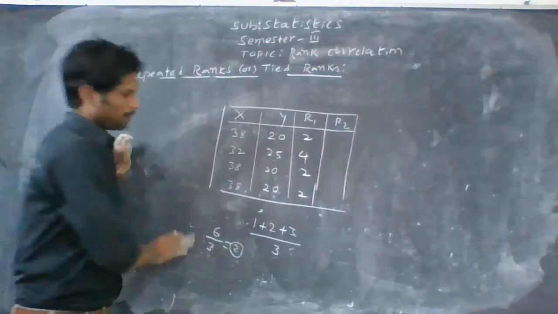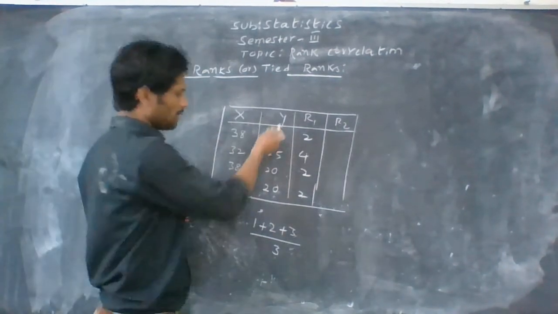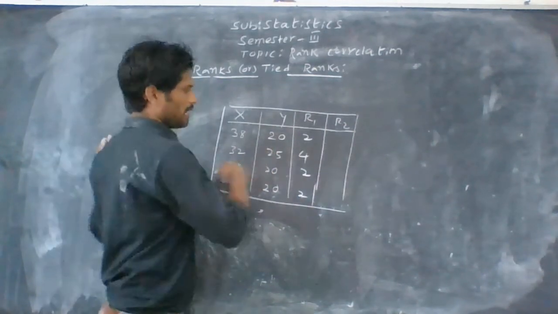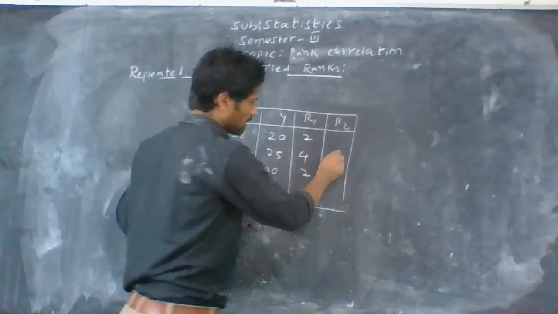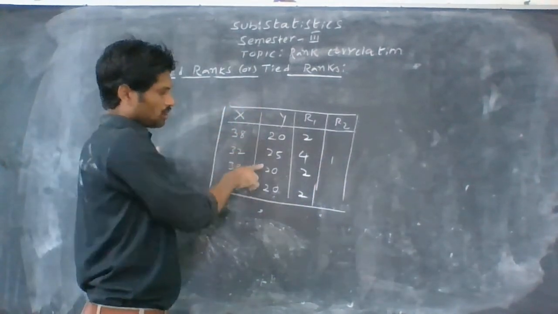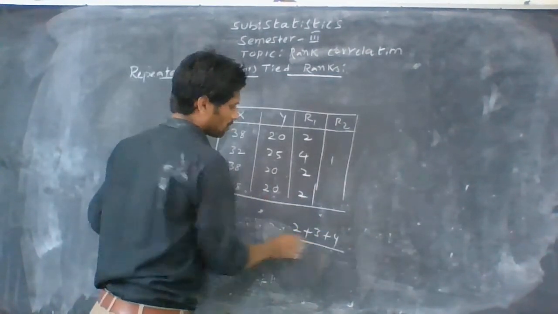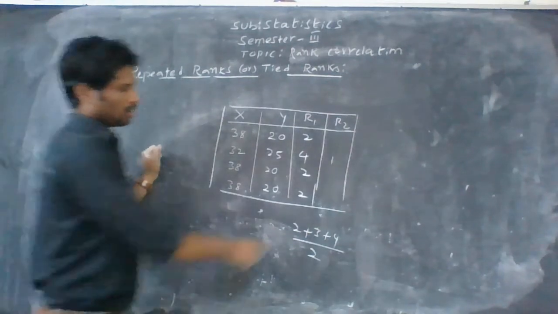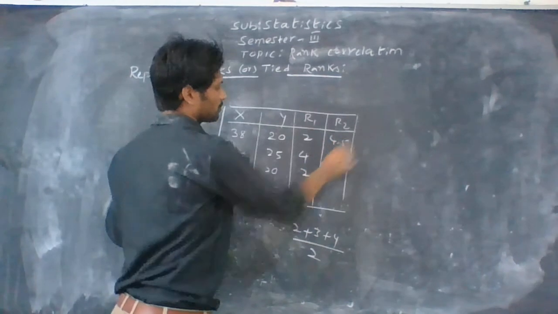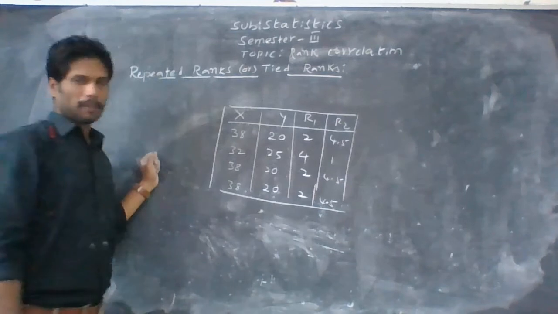So, 38 is repeated thrice, and for example 20 also repeats thrice. In the Y series, 25 is the highest number. 20 repeats thrice; these are the second, third and fourth ranks. That means 2 plus 3 plus 4 by 3, so 9 by 3... that gives the average rank. These are the tied ranks or repeated ranks.